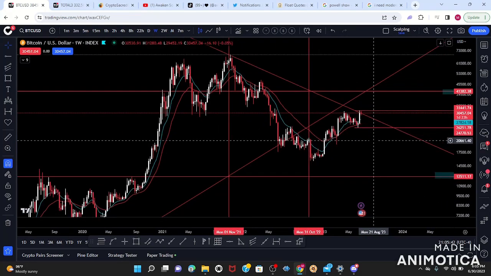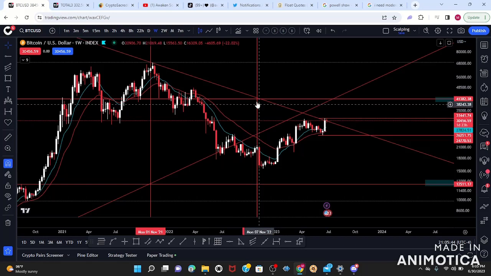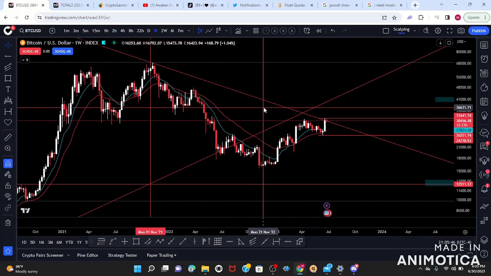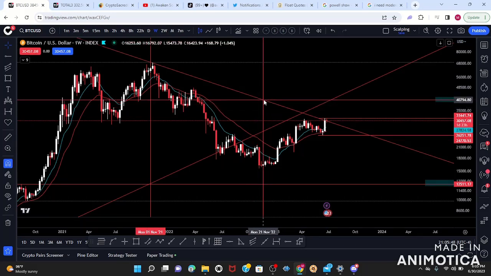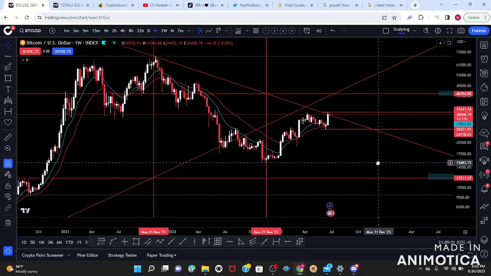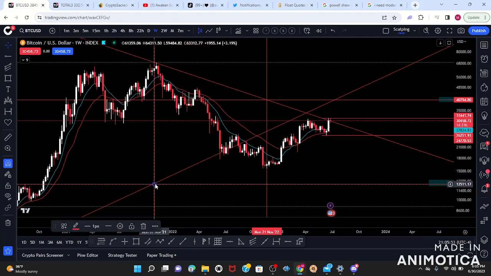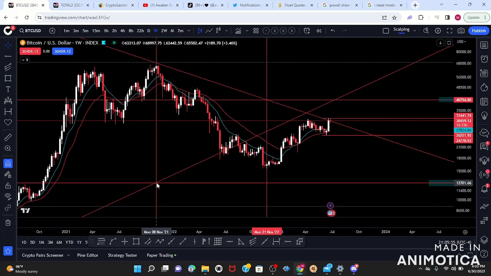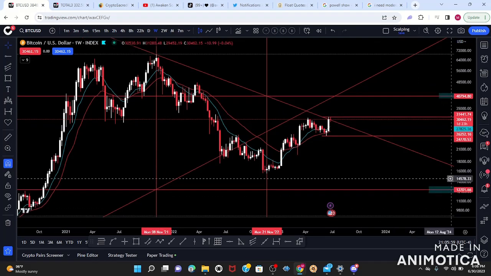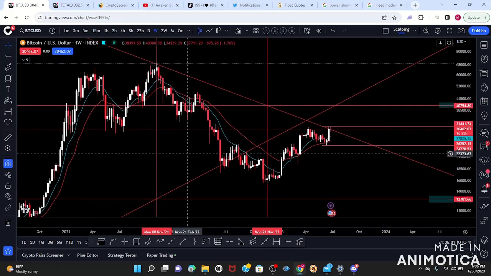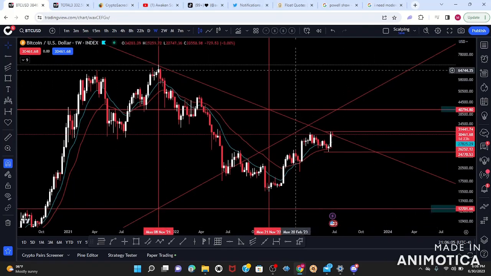On the weekly time frame, let me just fix all those trend lines here. I want to make sure they're nice and clean. Wonderful. I'm going to take my RSI off.